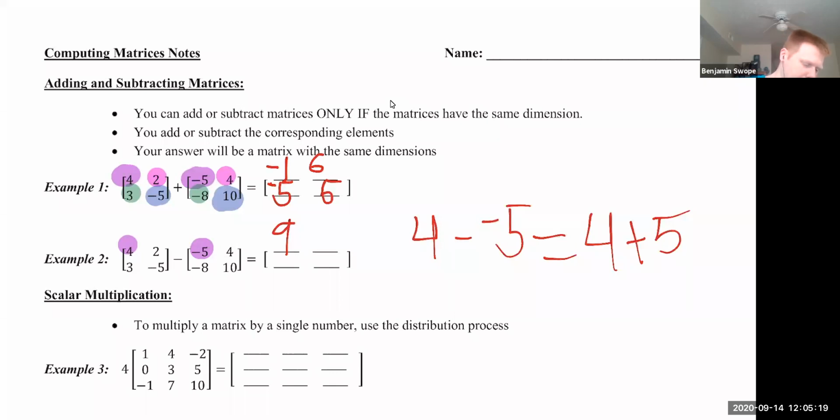The next spot, 2 minus 4 would be -2. 3 minus -8, that's a double negative, so it turns into a positive. So that's really 3 plus 8 would be 11. Then the last spot, -5 minus 10 would be -15.